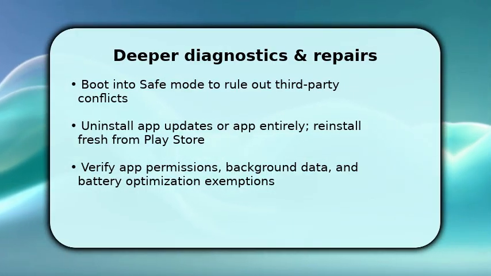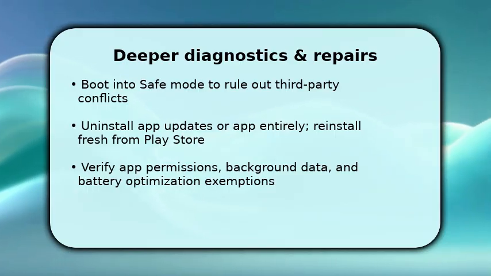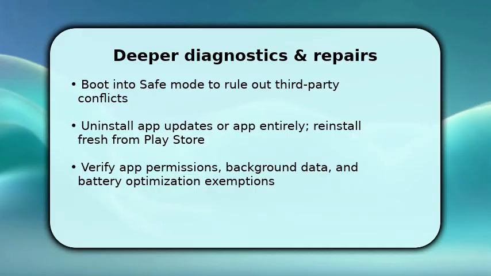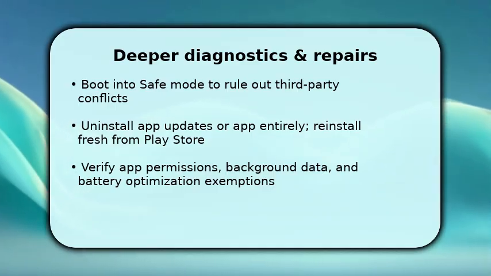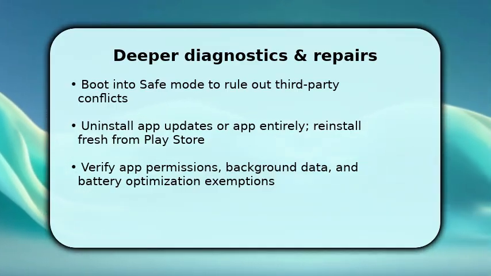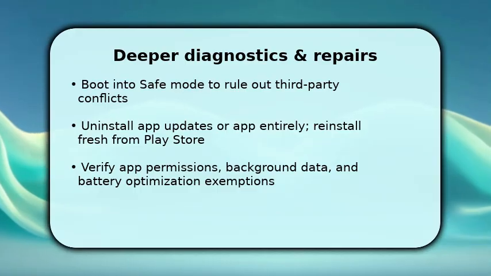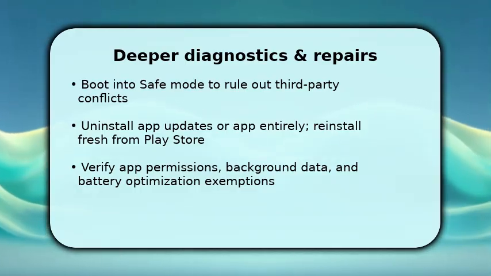If safe mode doesn't help, uninstall app updates or the app itself and reinstall from Play Store to replace corrupted binaries. Next, check permissions and background data. An app blocked from storage or network can fail. Also, make sure battery optimization isn't killing the app. Exempt it briefly to test continuous operation.